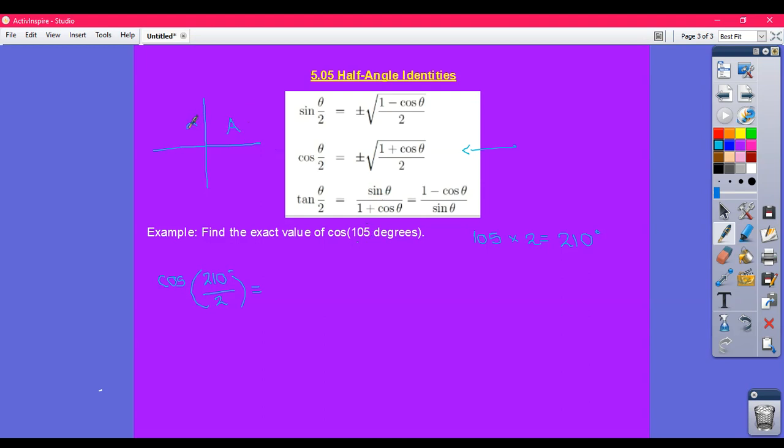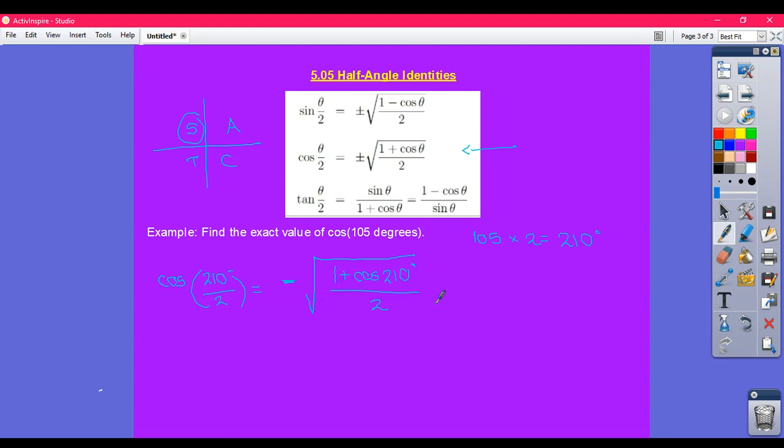Reviewing Module 4, all students take calculus, a little acronym for what's positive in each quadrant. 105 degrees is in the second quadrant where only sine is positive, which means my cosine value is going to be negative. So I'm only using the negative. And plugging in the rest will give me 1 plus cosine, remember theta is 210 degrees, over 2.